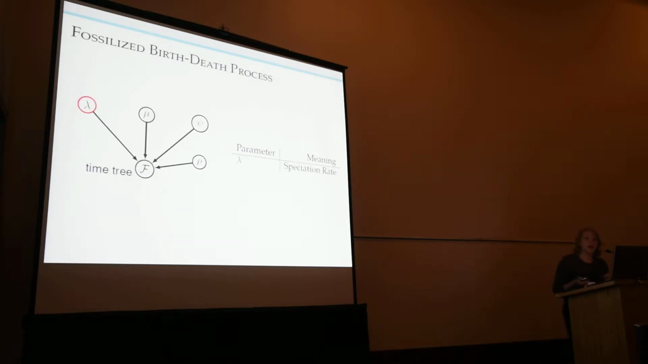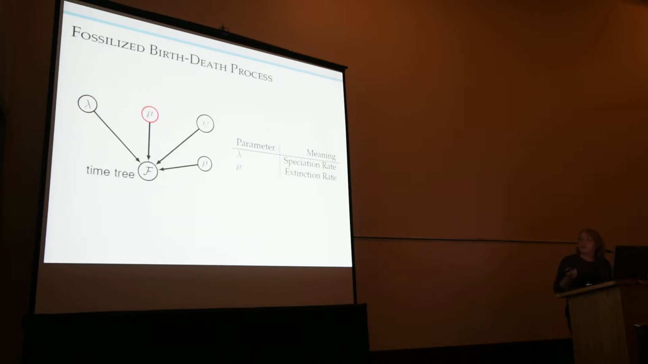So here in red we have lambda. Lambda is our speciation rate, so the rate at which new lineages are added to our population of potential lineages. Here in red we have mu, which is the extinction rate.